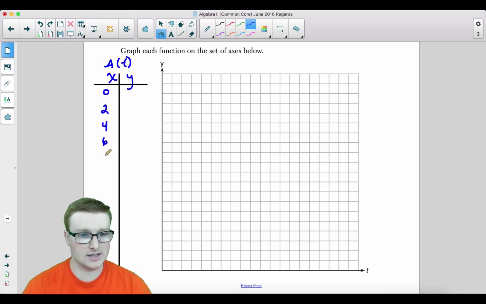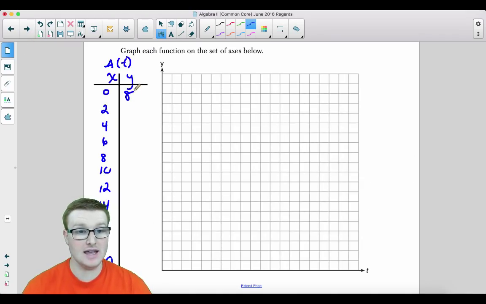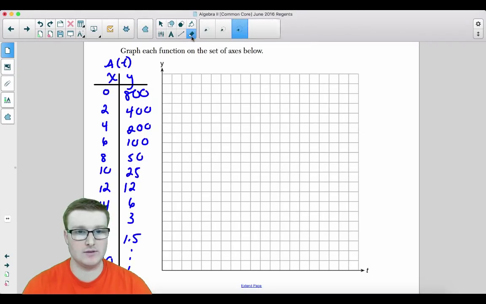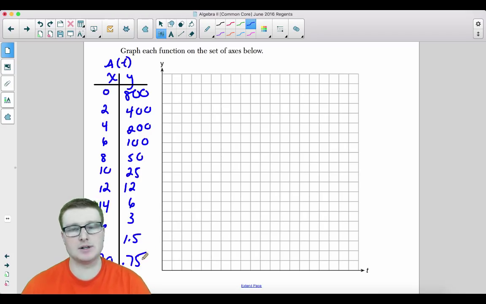0, 2, 4, 6, 8, 10, 12, 14, 16, 18, 20. So for A of t, the blue function, 800, 400, 200, 100, 50, 25, 12, 6, 3, 1.5, and what is that, 0.75 at the end. I think I rounded all those. You don't get those numbers on the calculator. You actually have to round everything.